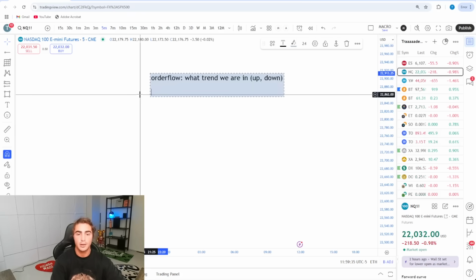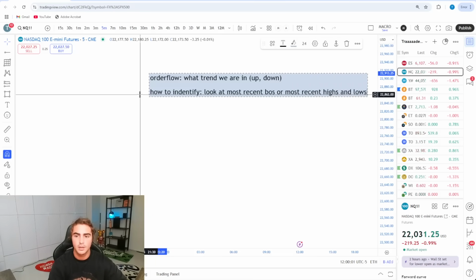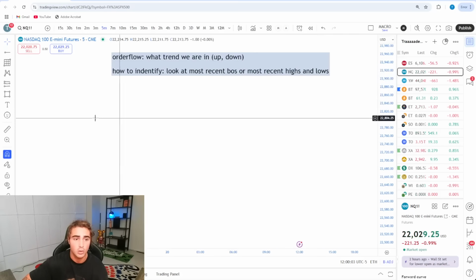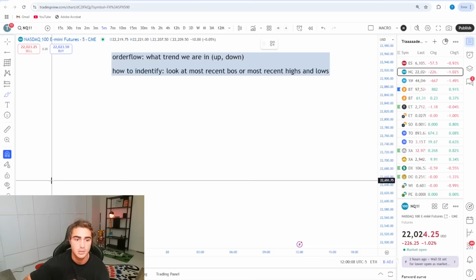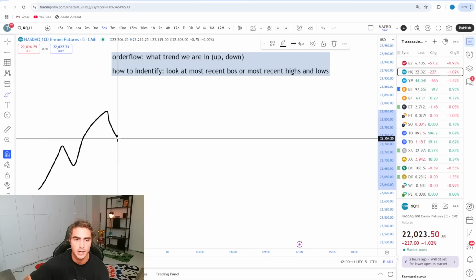Okay, so how do we identify it? How do we identify bullish order flow? By literally just looking at the most recent break of structure. To me that is super easy. Just look at the most recent break of structure, or just look at the most recent highs and lows that were made, because as we know, this is the first step of order flow. Bullish order flow or uptrends move in higher highs and higher lows.